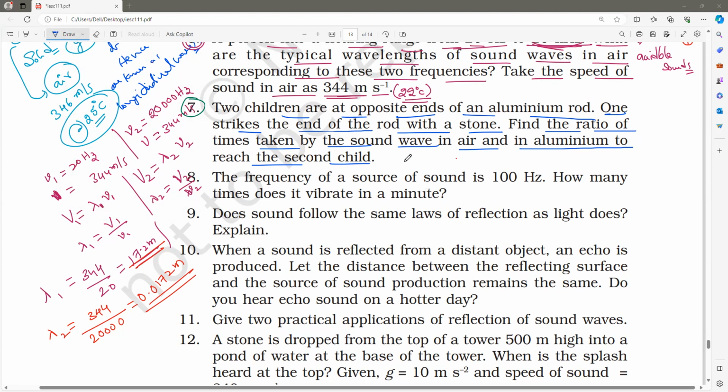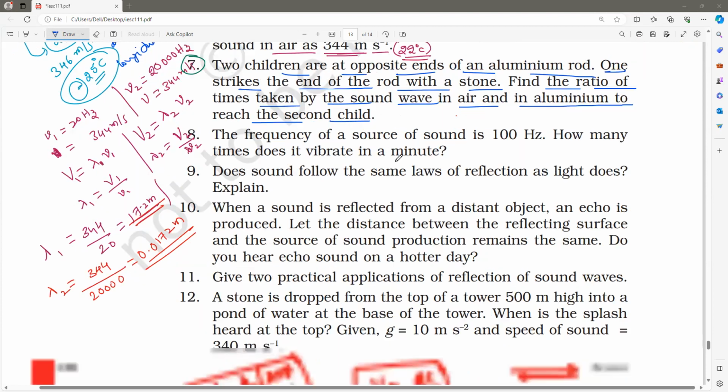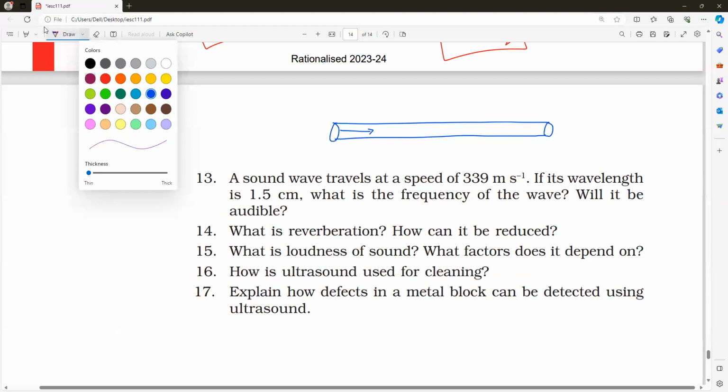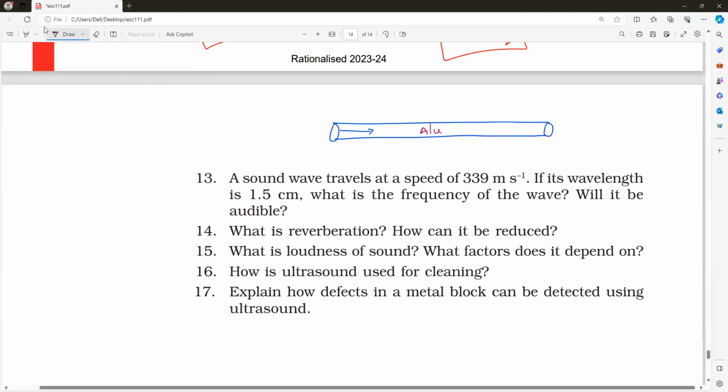So this question is a very important question. We all know that two children are sitting at the opposite ends of an aluminium rod. So imagine there is a big aluminium rod now. We all know that sound will travel faster in which medium? Solid medium. So take the aluminium rod. Now one friend is here. He knocked the aluminium rod now. So sound is traveling through aluminium and through air. Both it is traveling. The opposite friend is here. So definitely, in which medium will sound travel faster?